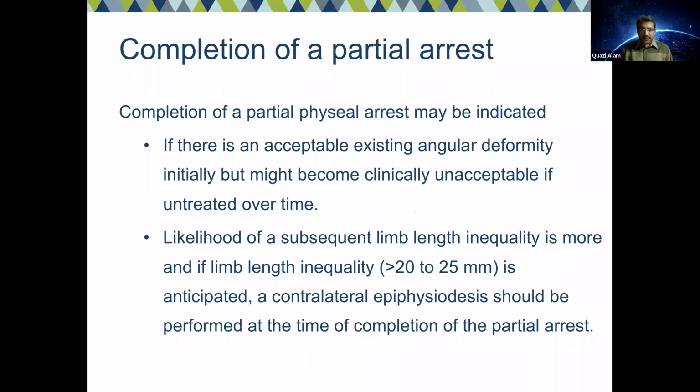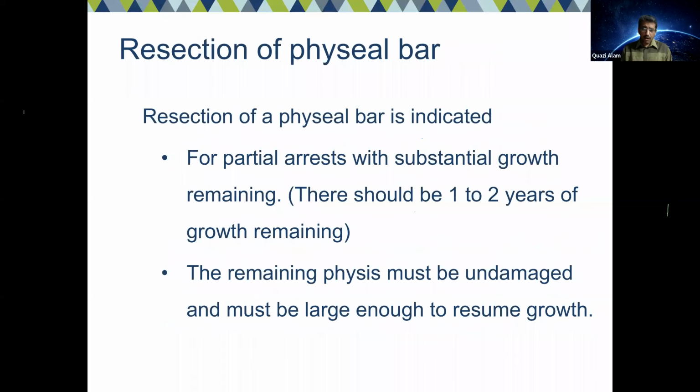And if you can predict that by the time he or she reaches skeletal maturity, the limb length inequality is more than the acceptable physiological range, that is around 2 to 2.5 centimeter, then a contralateral epiphysiodesis during the time of completion of partial arrest can be done if the patient's parents agree. Or make it a complete one and deal with the LLD later on.